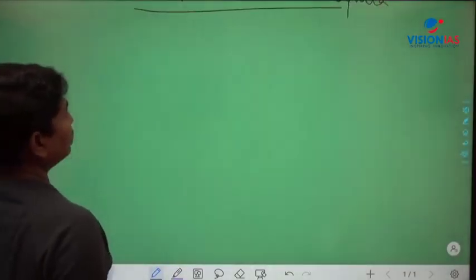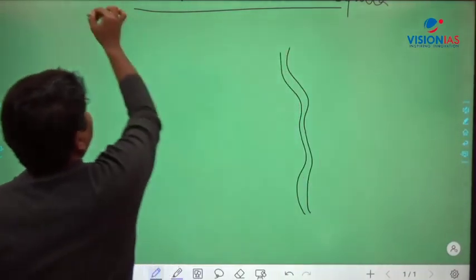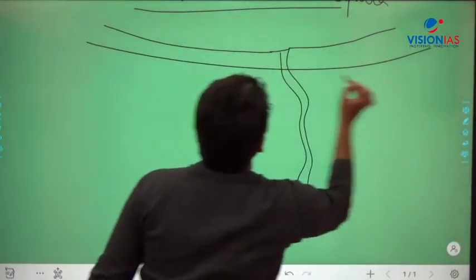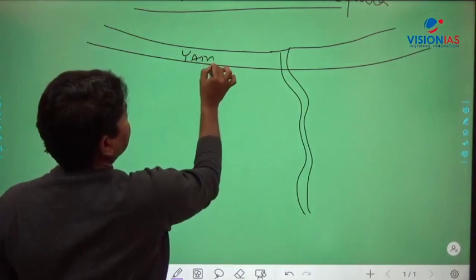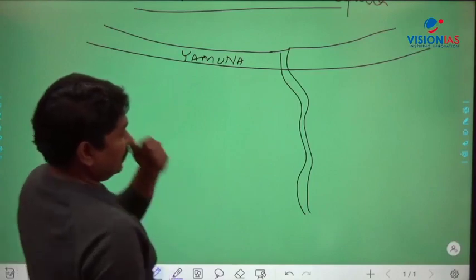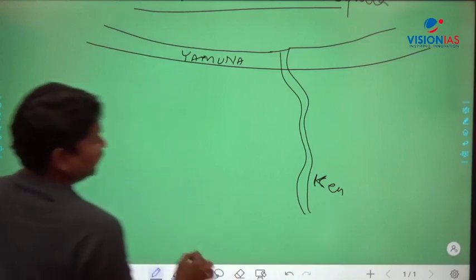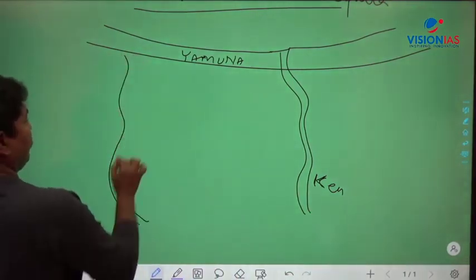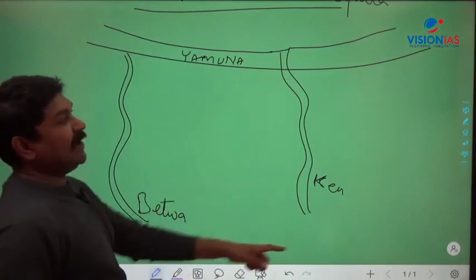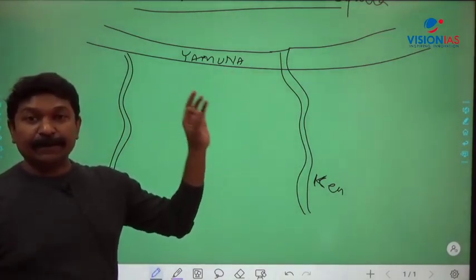Let us see this one. Suppose this is the Ken River. This is the mighty river called Yamuna, which is a tributary of Ganga, the mighty tributary of Ganga. This is the river called Ken River. This is the river Betwa. Ken River and Betwa River are the two tributaries of the mighty river Yamuna.